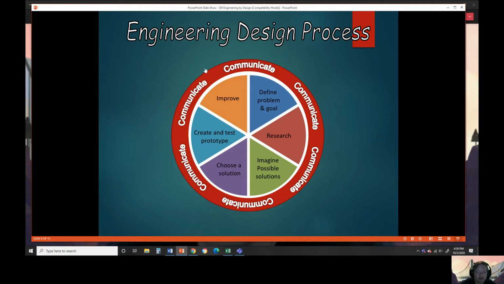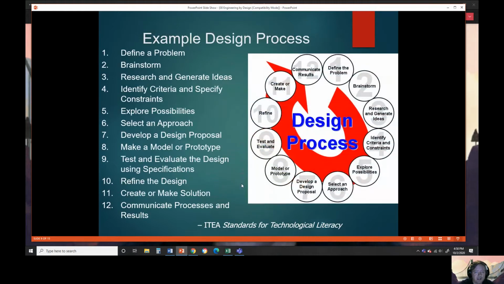Now, there's a lot of common themes within these engineering design processes. One of the key ones that overlaps all of them is communicate. Define the problem and goal. Research what's happened. Look at the solutions, choose one, test it, prototype, improve it. Look at our problem and goal. What do we need to do? Do I need to do more research with it? And we keep going back and forth. But when we're all said and done, we also need to communicate the results.